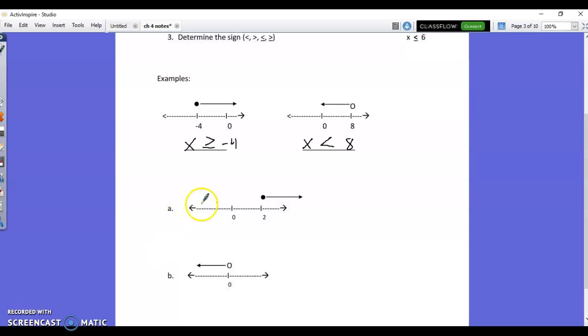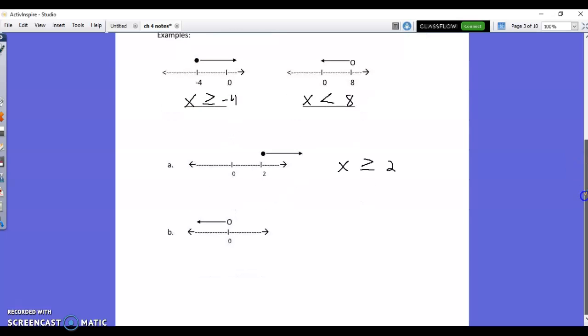All right, over here, 2 more examples. I'm going to try that. Put a variable, put the number that we are comparing it to, which would be 2. And this is indicating all numbers greater than or equal to 2 because it's a filled-in circle, so we'd say greater than or equal to, just like that.